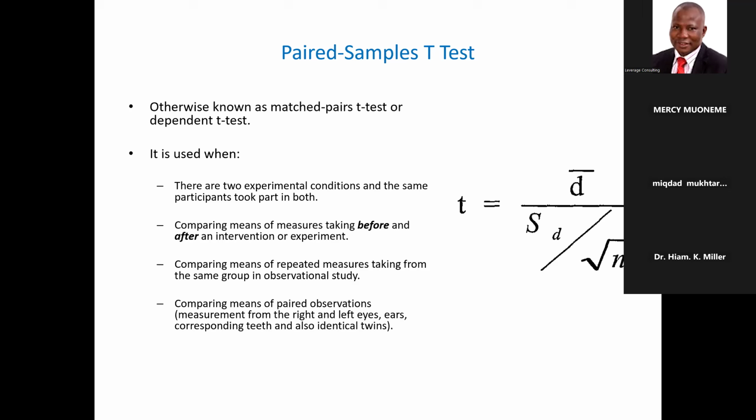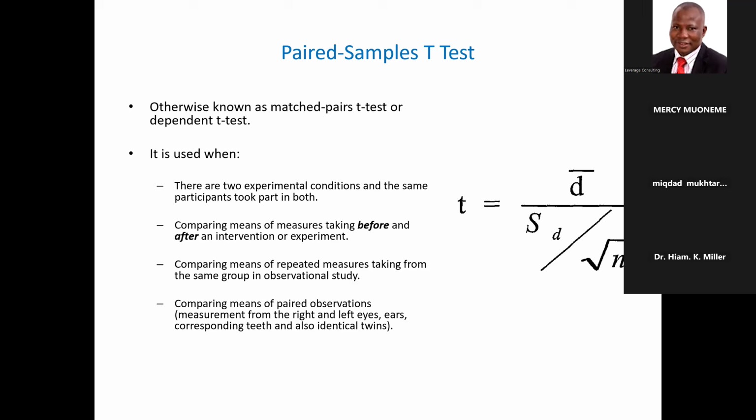Or comparing means of the repeated measure taken from the same group in an observational study. For example, measure your blood pressure sitting and standing. It's not an experimental condition, but you take two similar measurements from the same group of people on two occasions. Or comparing means of paired observation, measurement from right and left eyes, corresponding teeth, identical twins, the right and left breast. Think of anything that appears naturally as a pair in the body. You can use it also.